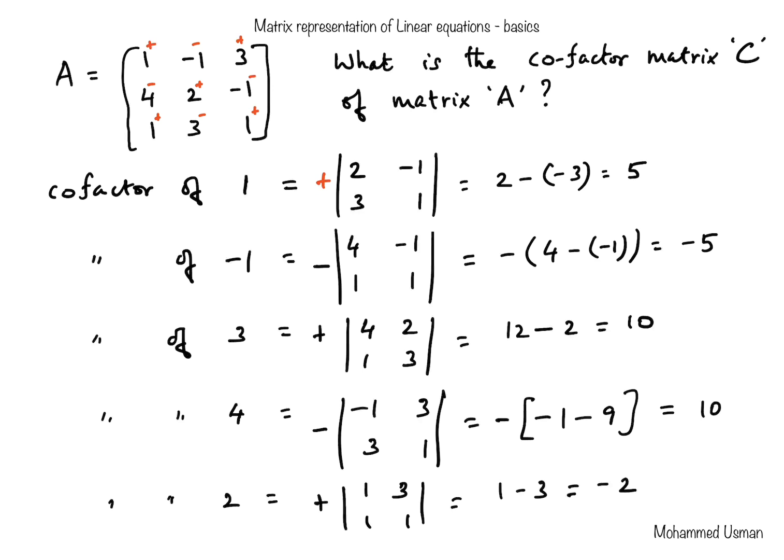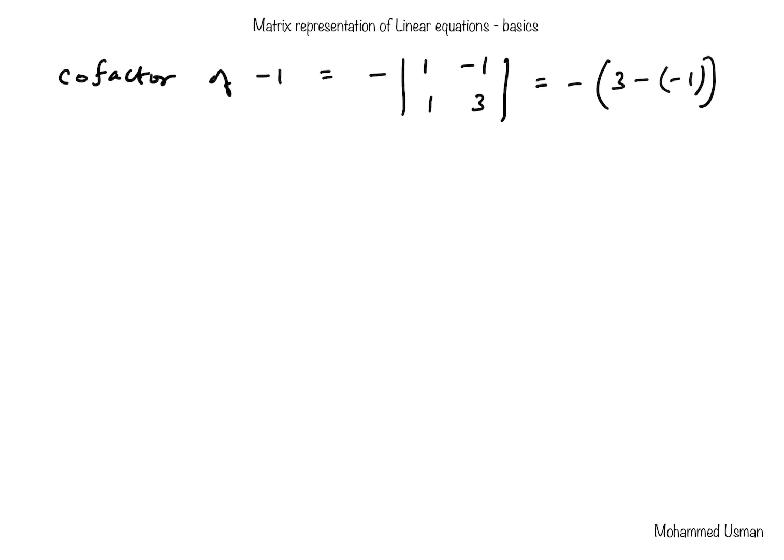And then we'll find the cofactor of the next element, which is this minus 1 here. So I'll have to move on to the next page. So the cofactor of minus 1 will be equal to, the positional sign is minus, and when you close the row and the column, you will have 1, minus 1, and 1, 3. So the cofactor of minus 1 will be minus of 1 into 3 is 3, minus minus 1. So that will be equal to 3 plus 1, 4. Minus of 4 is minus 4. So the cofactor of the minus 1 is minus 4.